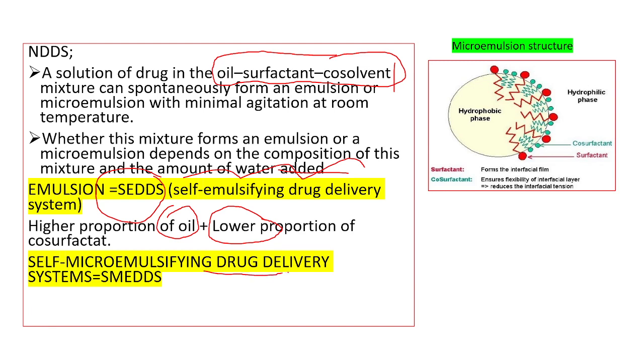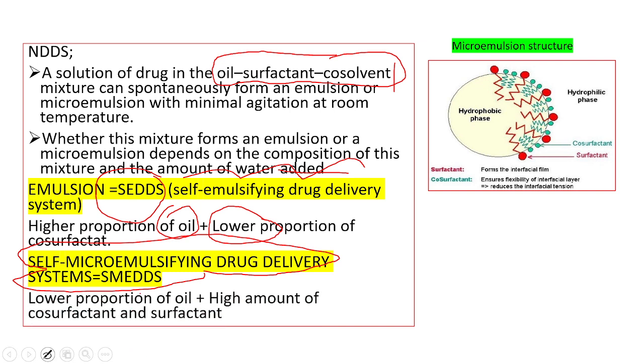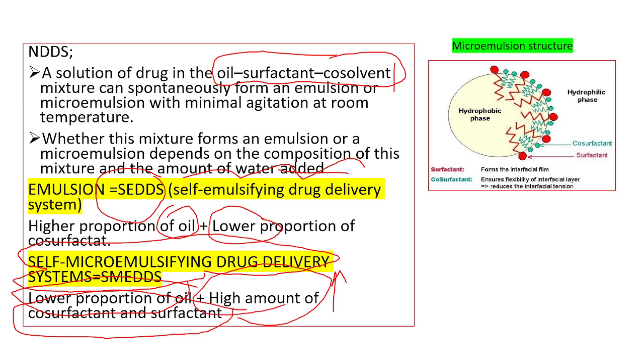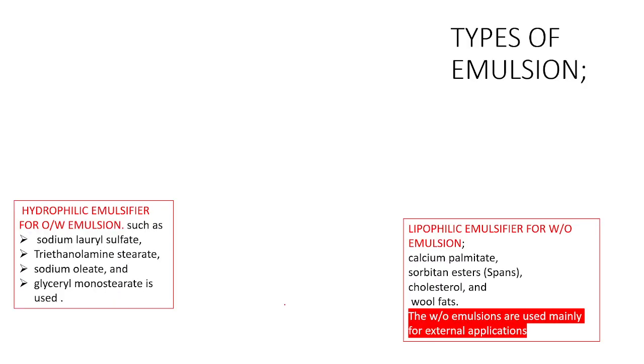Okay, self micro-emulsion drug delivery system, also called SMEDDS. When will it form? When the proportion of oil is low, the oil concentration is low, but there is a high concentration of surfactants along with co-surfactants. If you use a high amount of surfactant and co-surfactant, that leads to the formation of microemulsion, nothing but self microemulsifying drug delivery system.